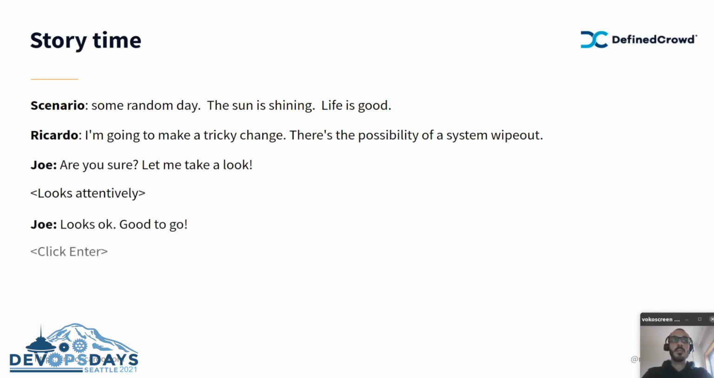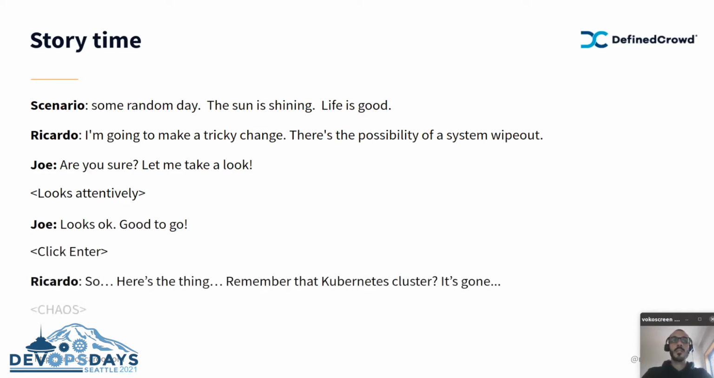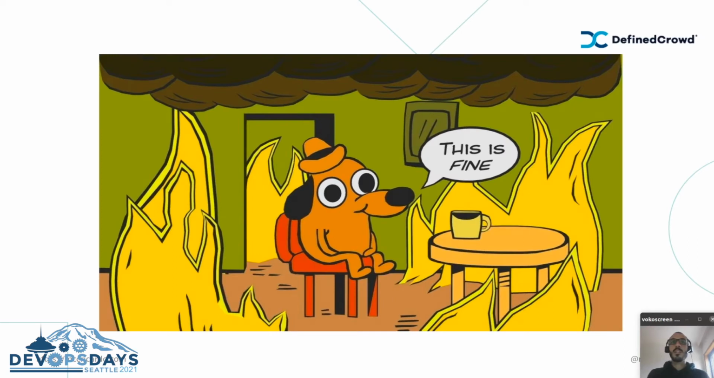My colleague Joe is a good sport, and because our internal processes required it, he decides to take a look. So I submit a PR, he takes a look, everything looks okay, we have a few tests, everything looks good. So we're good to go. We decide to go ahead. Long story short, we have a failure. For this specific case, a Kubernetes cluster is gone. So basically, this is us at this point. Everything is gone. There's a huge failure, and we need to tackle this.